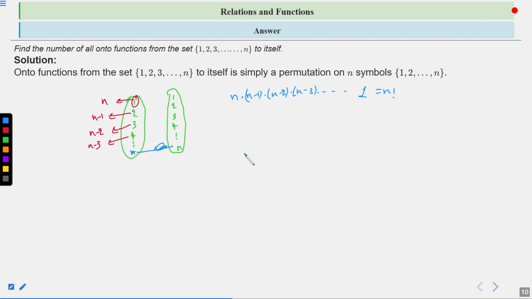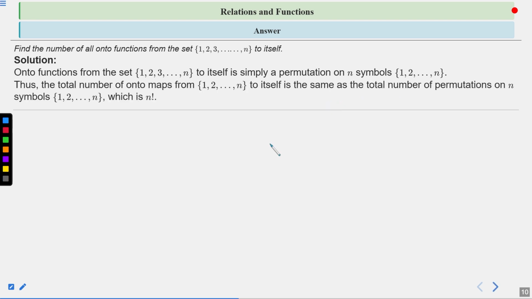So onto functions from the set 1, 2, 3 till n to itself is simply the permutation on n symbols from 1 to n. Thus the total number of onto maps from 1 to n to itself is the same as the total number of permutations on n symbols, which is equal to n factorial. Simply n factorial. Got it? Okay, let us move to the next question.